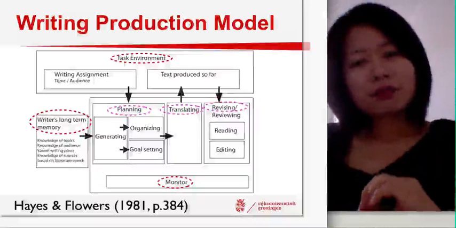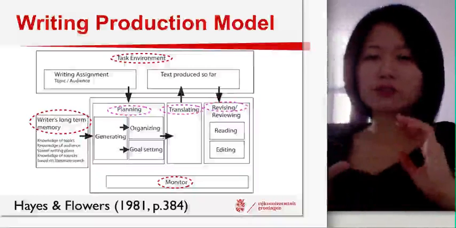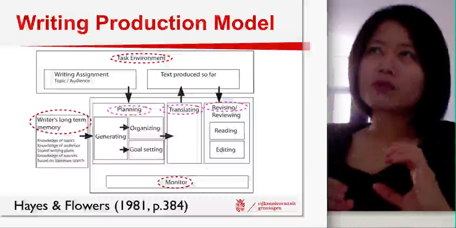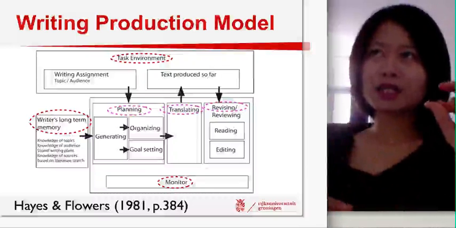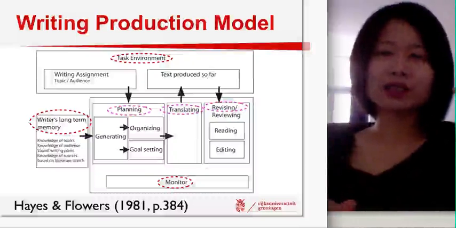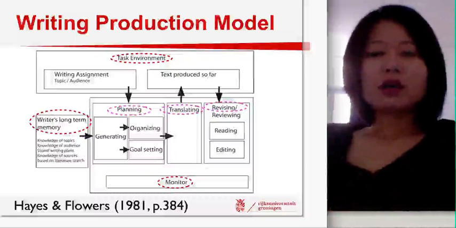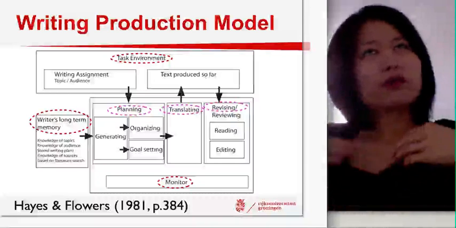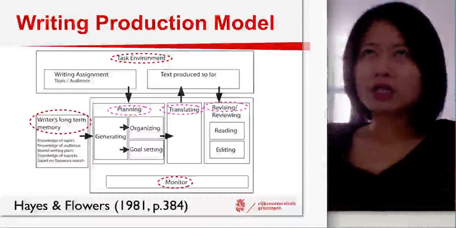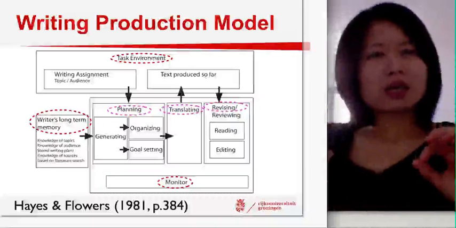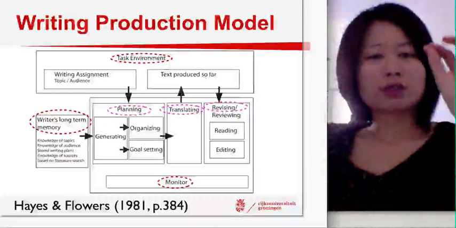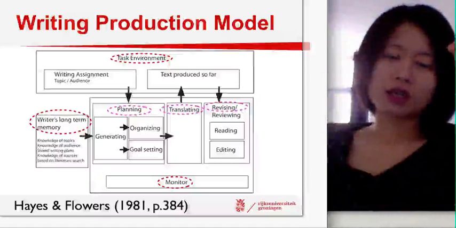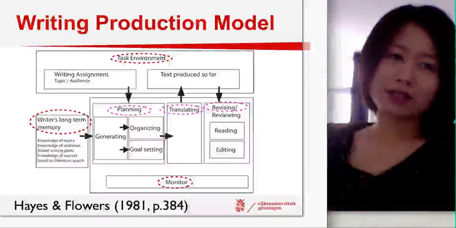Writer's long-term memory is composed of knowledge of topic, knowledge of audience, and stored writing plans, and so on. And this basically refers to the cognitive capacity of the learner to carry out the writing task. Monitor is composed of planning, translating, and revising. So first, learners generate ideas, organize these ideas, and set up the goal of the production, and then they translate all these ideas into text, and then they revise the text.